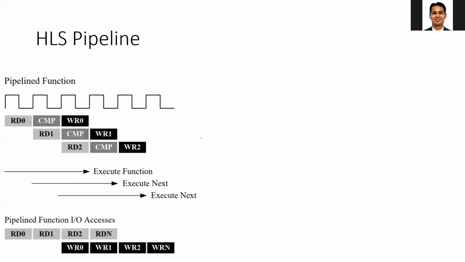Here you can see that when you call a function, you are calling the function iteratively. So you can see that every iteration of the function is initiated with a new clock cycle.